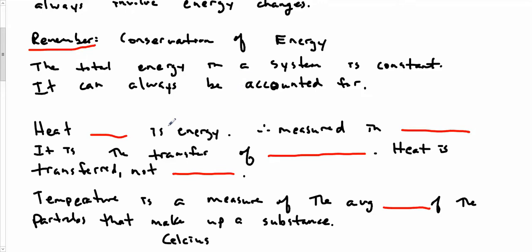So heat is given the letter Q, it's energy, it's measured therefore in joules. It's the transfer of kinetic energy, usually through the particles of the object, and heat is transferred, remember, not cold. There's no such thing as cold, there's only a lack of heat.